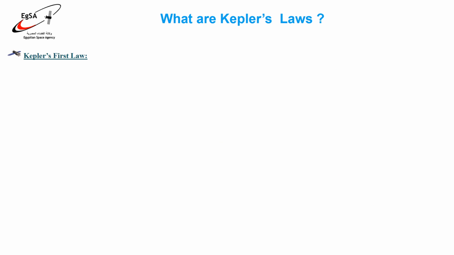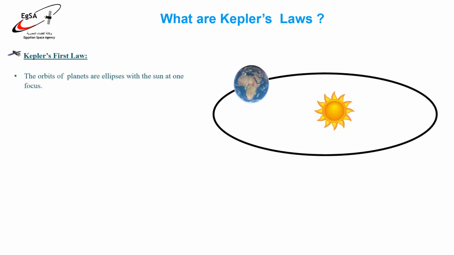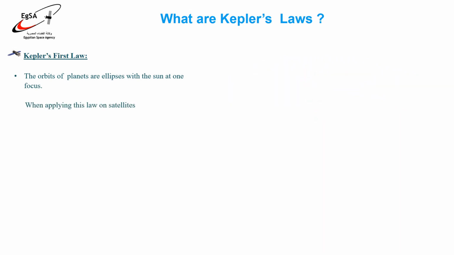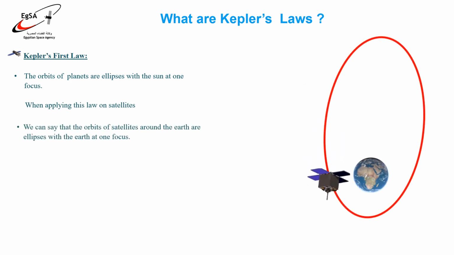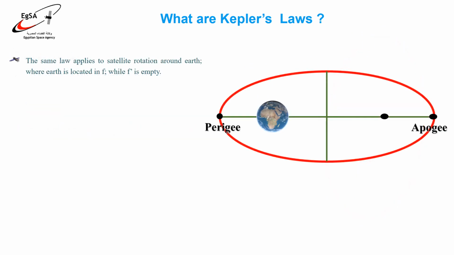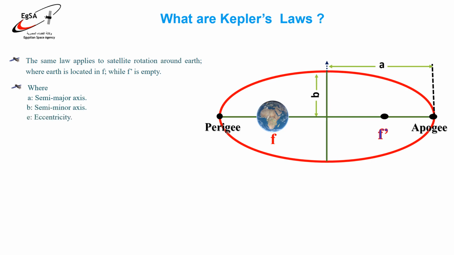Kepler's first law, law of ellipses. The orbits of the planets are ellipses with the Sun at one focus. When applying this law to satellites, we can say that the orbits of satellites around the Earth are ellipses with the Earth at one focus. The same law applies to satellite rotation around Earth, where Earth is located at F, while F' is empty, where A is the semi-major axis, B the semi-minor axis, E the eccentricity, and theta the true anomaly.